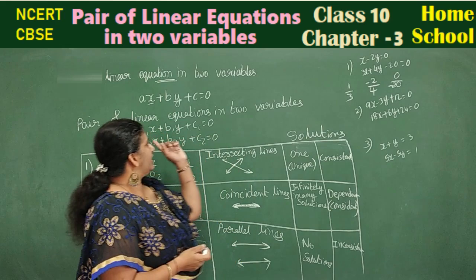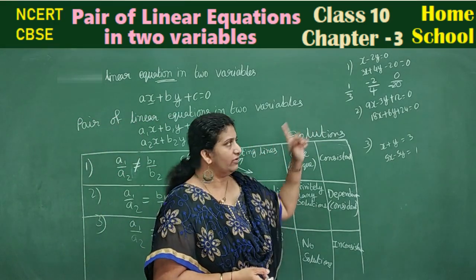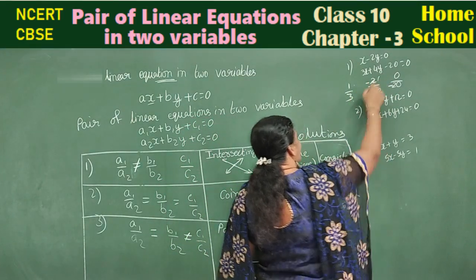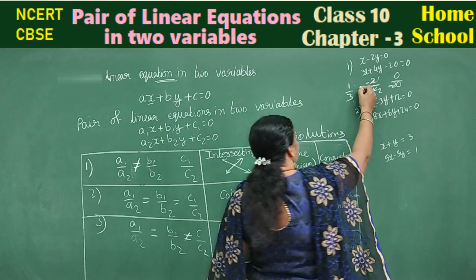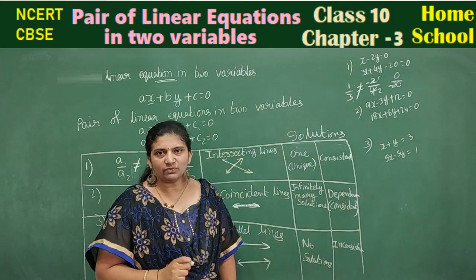See here, in standard form you will be having all positive, so you need to take their negative. Observe these two, 2 ones, 2 twos. Is 1 by 3 equal to minus 1 by 2? No, they are not equal. Therefore you write it here: 1 by 3 is not equal to minus 1 by 2.